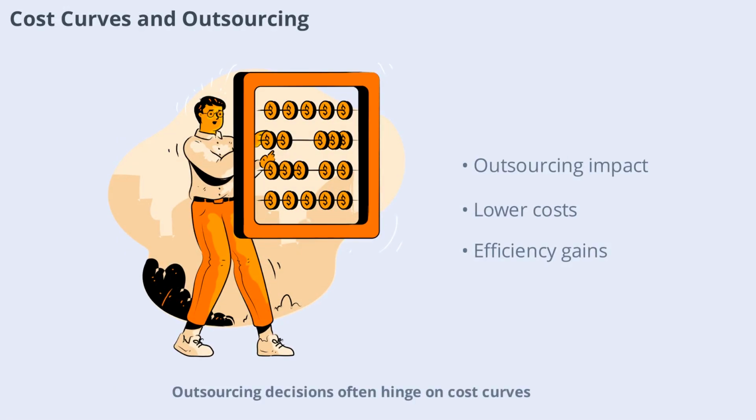Outsourcing decisions often hinge on cost curves. If outsourcing lowers variable or fixed costs, it can shift cost curves downward, improving efficiency. Businesses analyze these changes to decide whether to keep production in-house or contract it out.